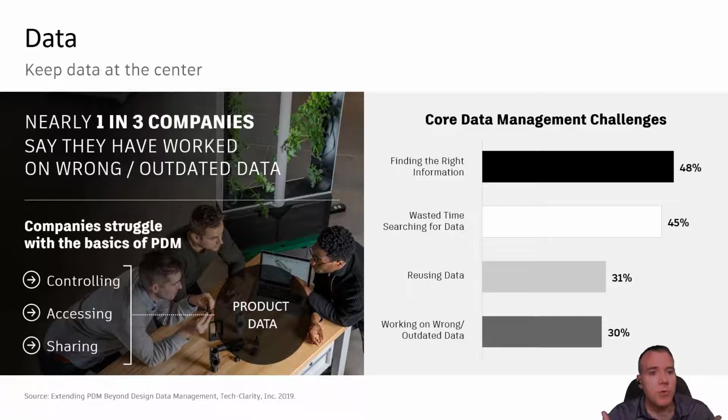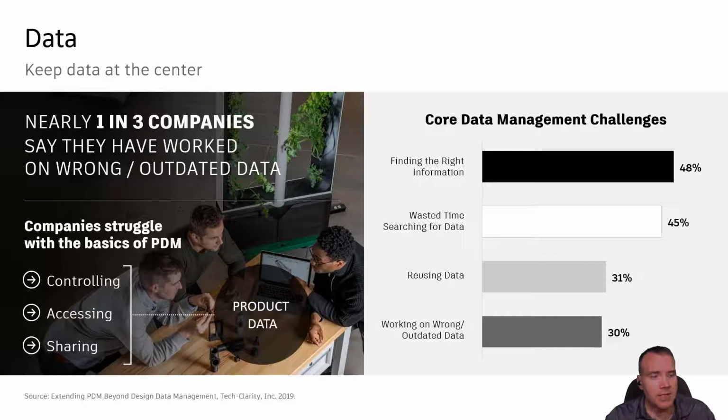And you can do that by keeping data at the center, right? Companies really struggle with this, finding the right information, wasting time looking for things. I know I did this 6 months ago and now I just can't find it anymore. Reusing data. If you're a configure to order or an engineer to order type manufacturer, being able to take something you did for customer A and for customer B, it needs just to be a little bit different. If you can't do that effectively, you are wasting tons of time redoing work that you shouldn't do otherwise, right?